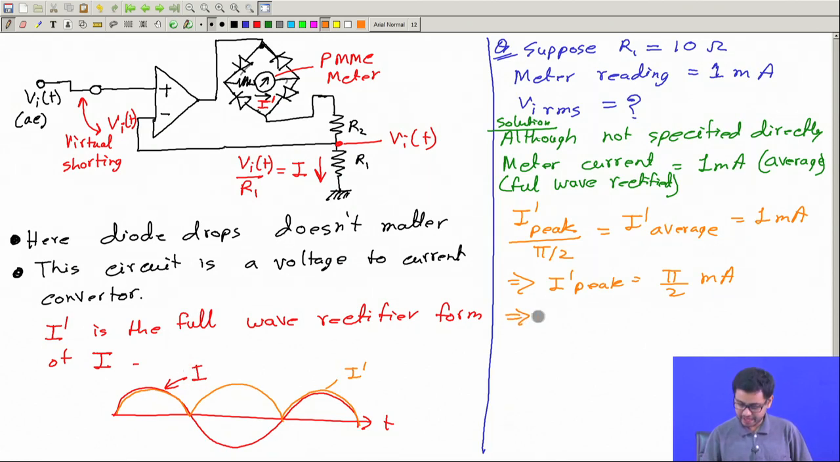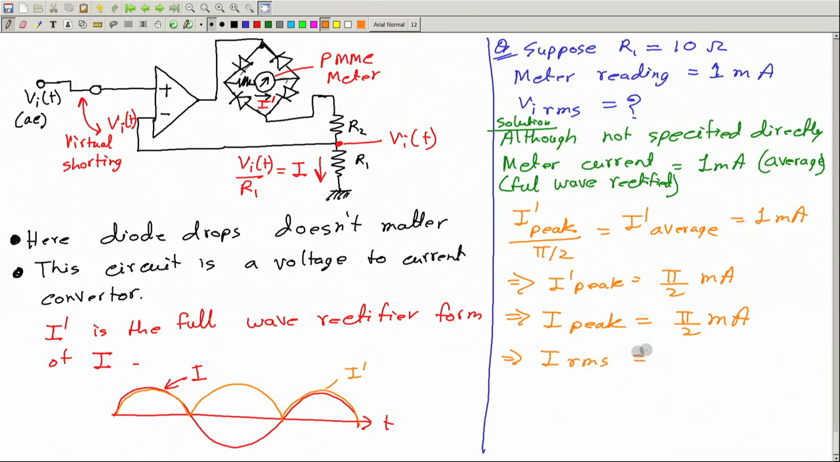So from this we can write I peak, the peak value of this current, should also be pi by 2 milliampere, right? And if so, then we can write I RMS should be this divided by root 2. So this is the RMS value of this current.